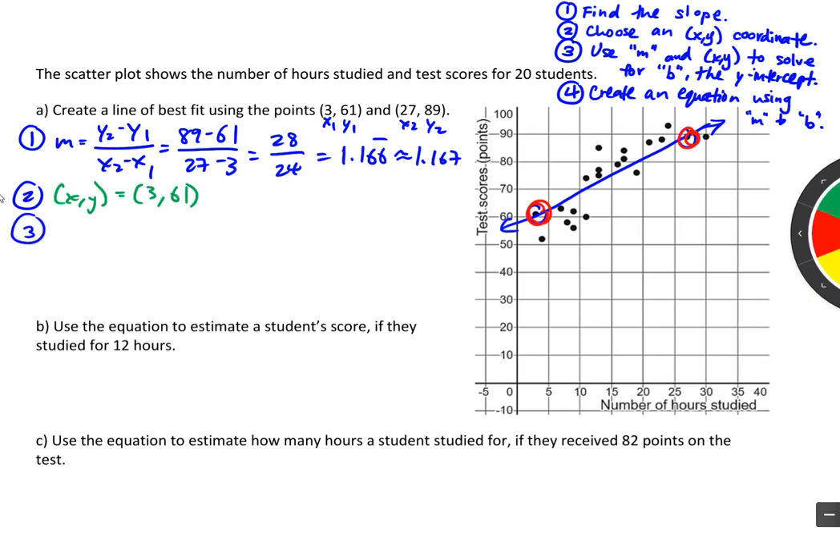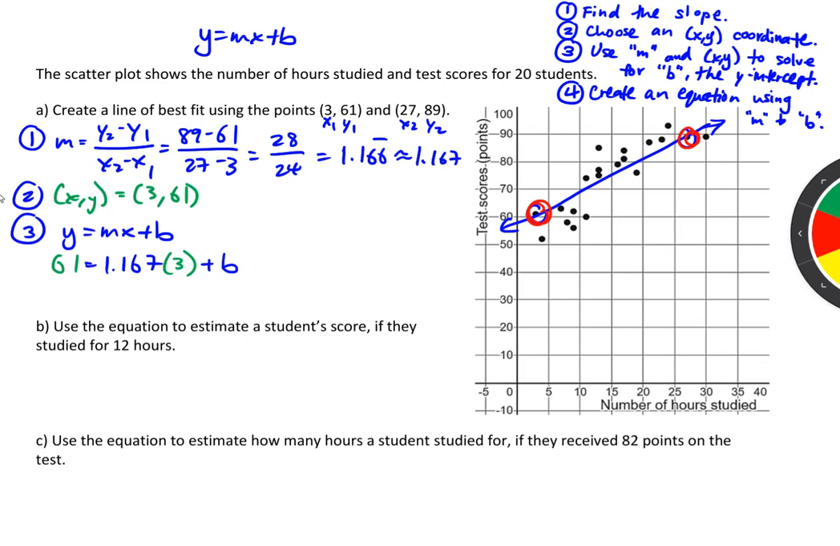Step 3: remember the equation for a line. Maybe I'll write that on top here. The equation for the line is y equals mx plus b. Hopefully you remember that from Algebra 1. We're going to plug in our point, so we plug in 61, and then our slope, which is this 1.167, and then x is 3, plus b. So in step 3, we're using our slope and our point to solve for b, which is the y-intercept.